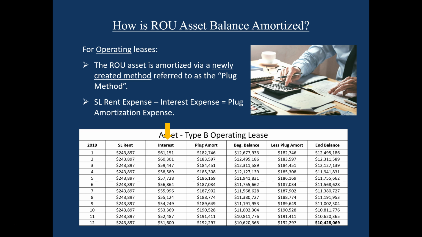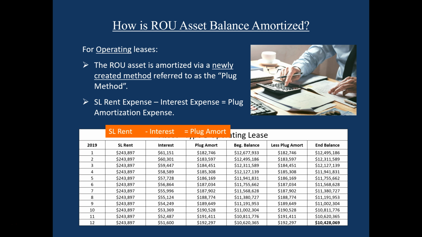Now we deduct the interest from our straight-line rent, which gives us our plug amortization. So you can see that my second bullet point corresponds to the first 3 columns. Straight-line rent minus interest expense equals the plug amortization expense.